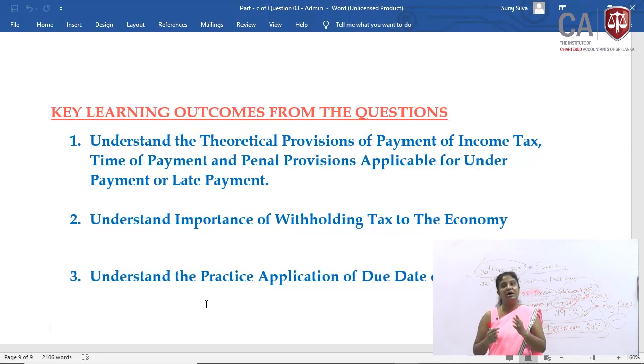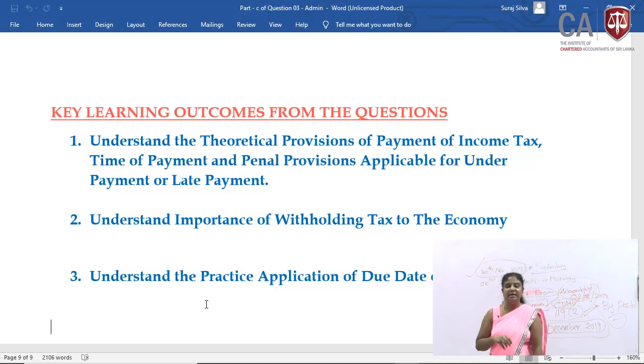Then after that, the penal provisions under section 176 and others we have looked into. Then penal provisions applicable for underpayments and penal provisions applicable to late payments we have discussed. Now that's the first part.